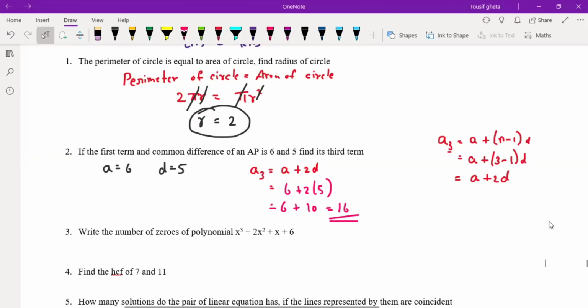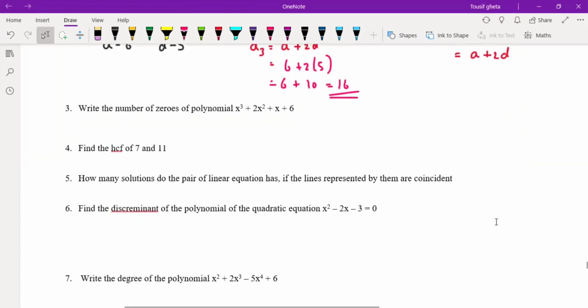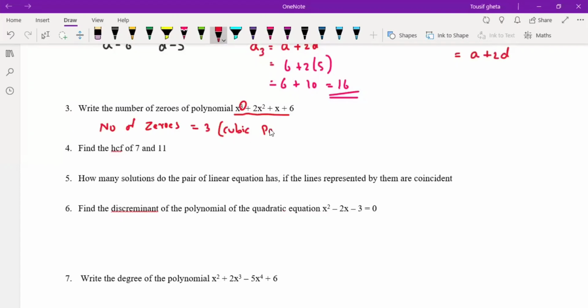So they're asking the number of zeros of a polynomial. The polynomial expression given is x cube plus 2x square plus x plus 6, and the number of zeros of a polynomial depends upon the degree of the polynomial. So what is the highest degree of the polynomial? The highest degree is 3. So what we can write is number of zeros is equal to 3. And which kind of polynomial is it? It is a cubic polynomial. So we're going to mention it in a bracket. It is not required to write down, just for extra information.